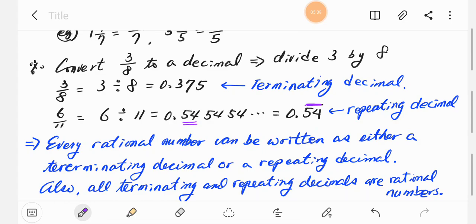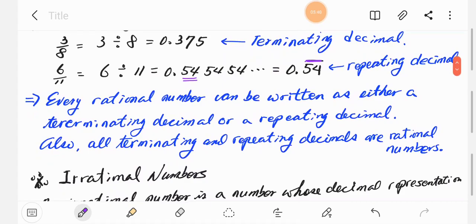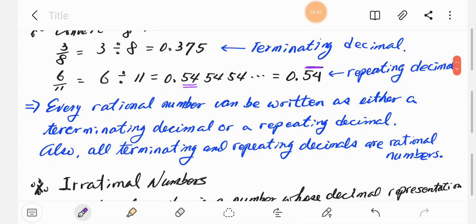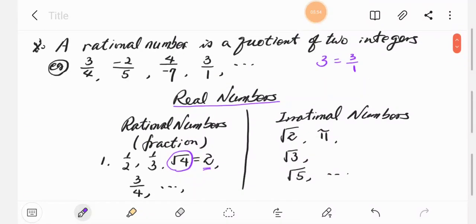So every rational number can be written as either a terminating decimal or a repeating decimal. Vice versa, all terminating and repeating decimals are rational numbers. It's really simple. Real numbers are composed of rational numbers and irrational numbers.